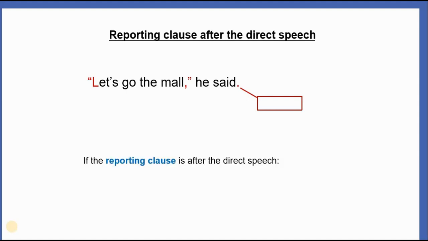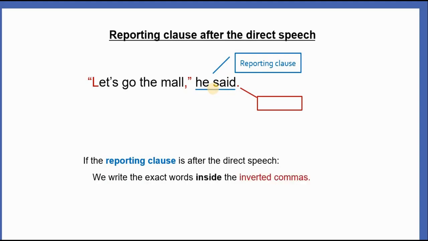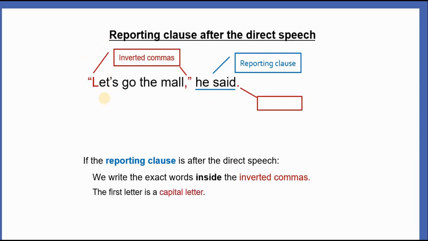Reporting clause after the direct speech. "Let's go to the mall," he said. So, if the reporting clause is after the direct speech, like here, the reporting clause is now after the direct speech, then the rules are, again, we write the exact words inside the inverted commas. Okay, that's the same.